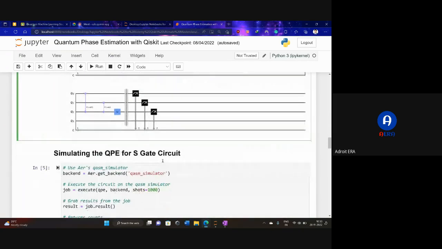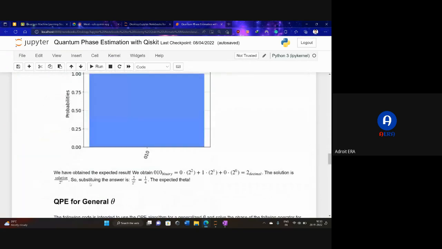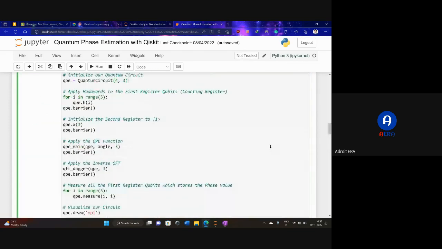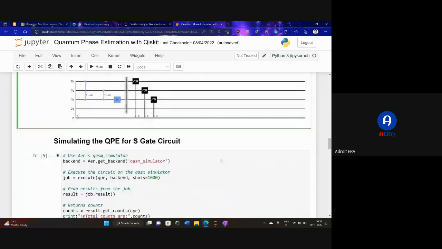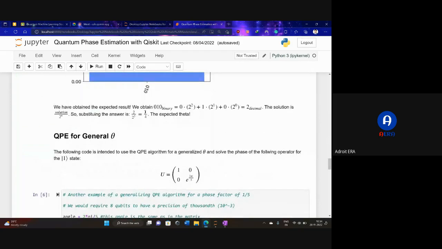Therefore, we apply that solution, and 2 divided by 2 to the 3 is indeed 1 by 4. And what was our expected theta? Theta should be equal to, we obtain theta is equal to 1 by 4, and indeed by calculation you can see we indeed obtain the expected theta.